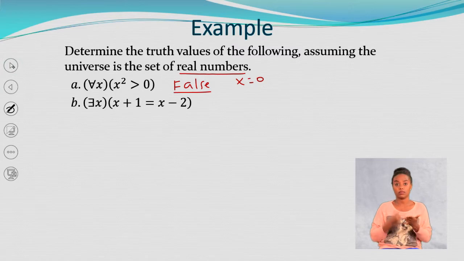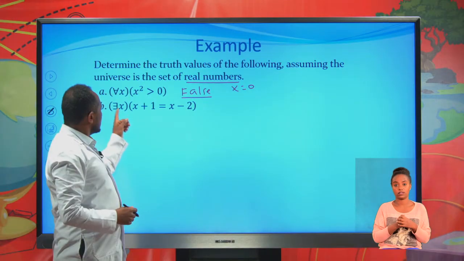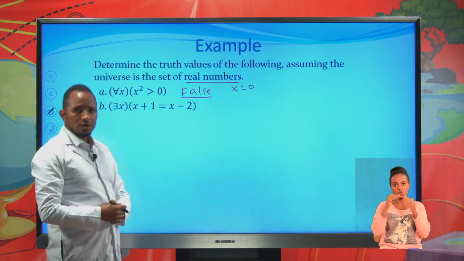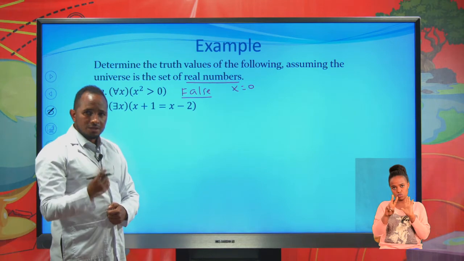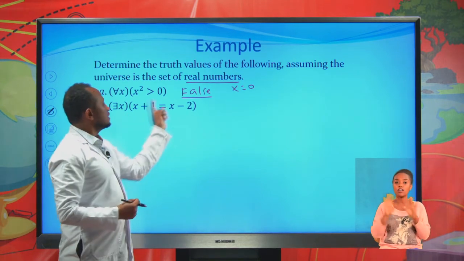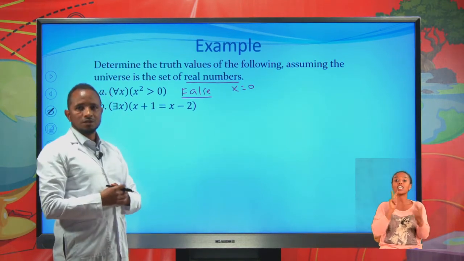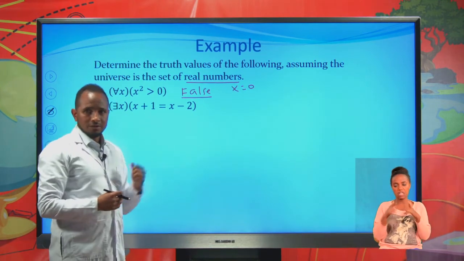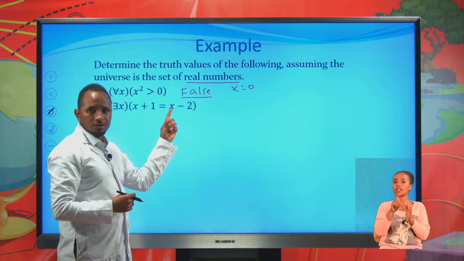Here it says, there exists x such that x plus 1 is equal to x minus 1. There is a number from the set of real numbers satisfying this equation. So, let's try to find the value of x here.